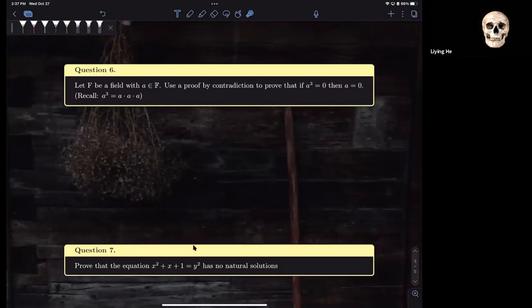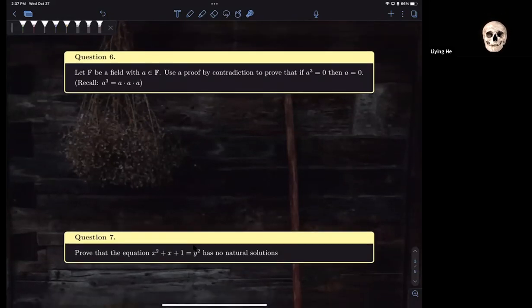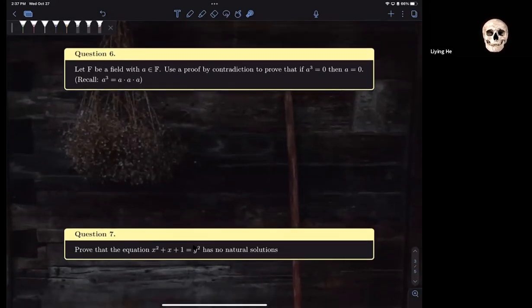Contradiction. So let's look at exam question 6. Let F be a field with A in F. Use a proof by contradiction to prove that if A cubed equals 0, then A equals 0.